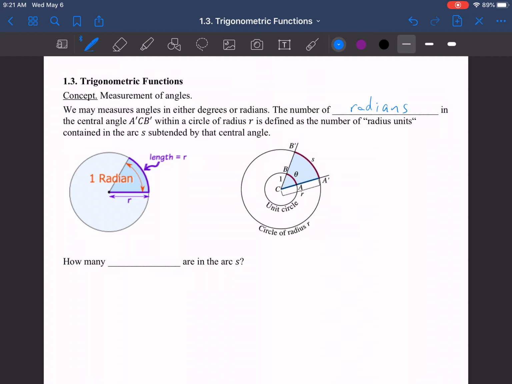So if we're looking at this picture right over here, we have some radius r, we have 1 radian, this is the length r, and ultimately the idea is we have a unit circle. Okay, we have a unit circle right there. And if we use that unit circle, its radius equals 1. And all other circles are similar circles, so any other circle we have is just going to be a proportional version of the unit circle.